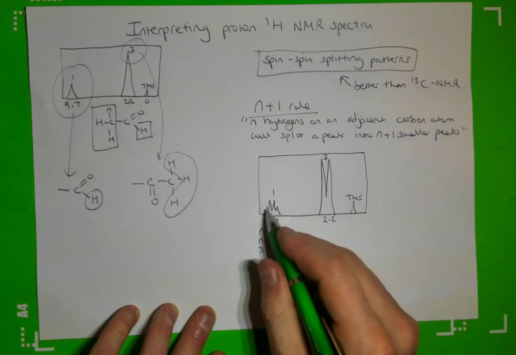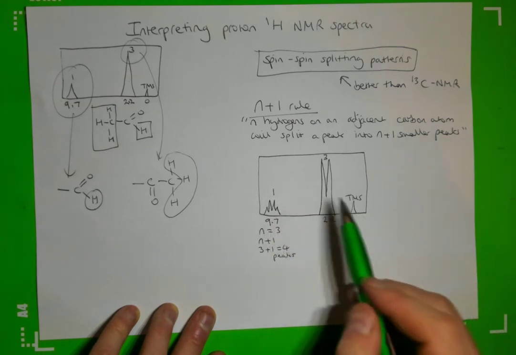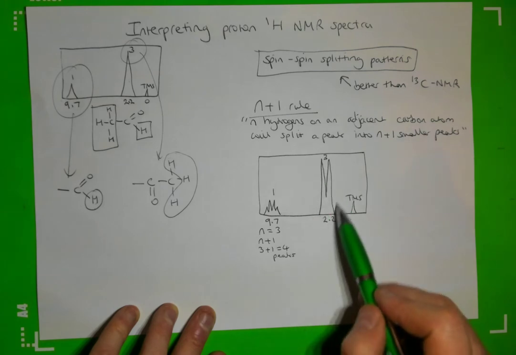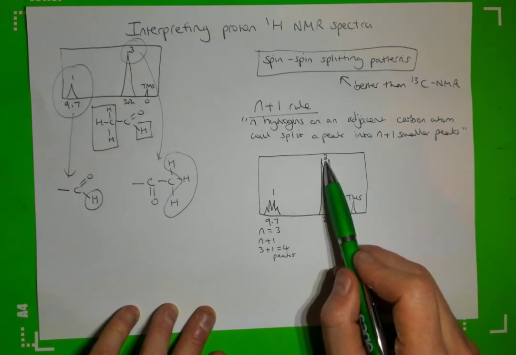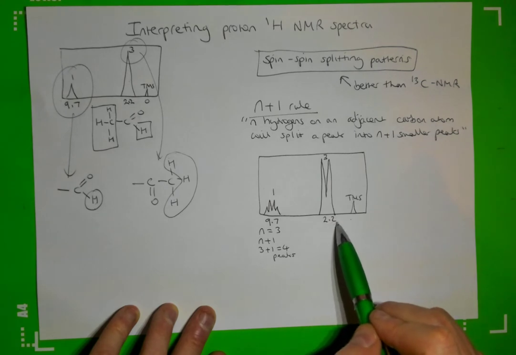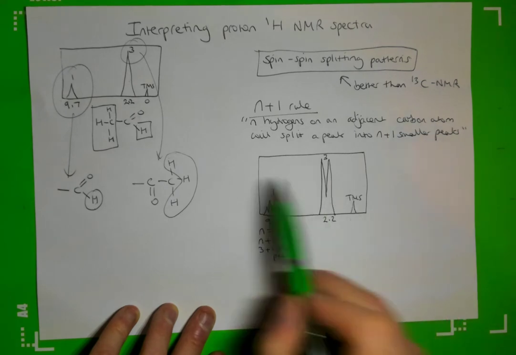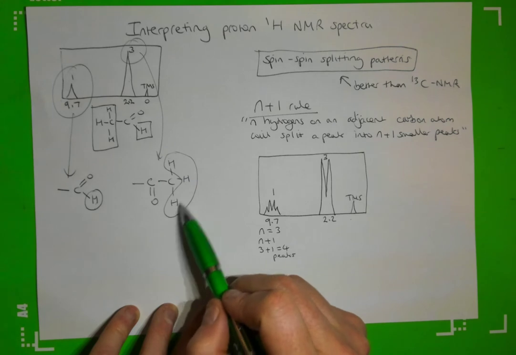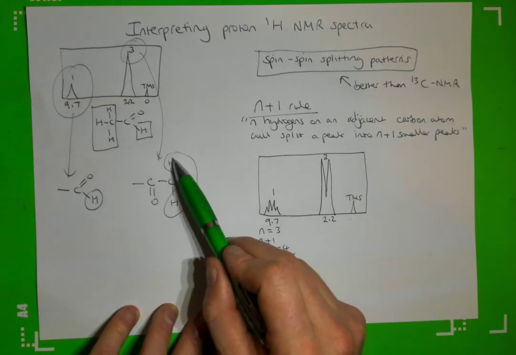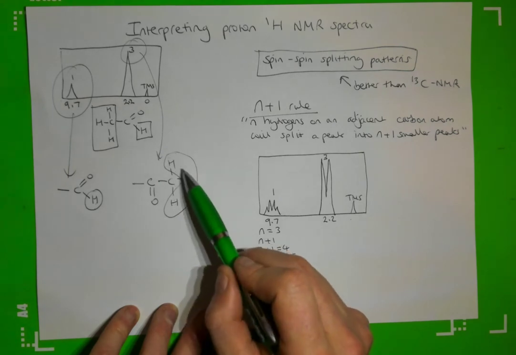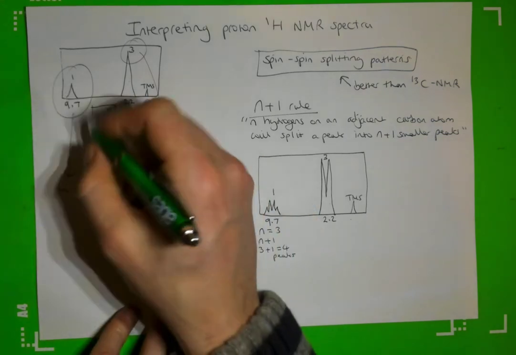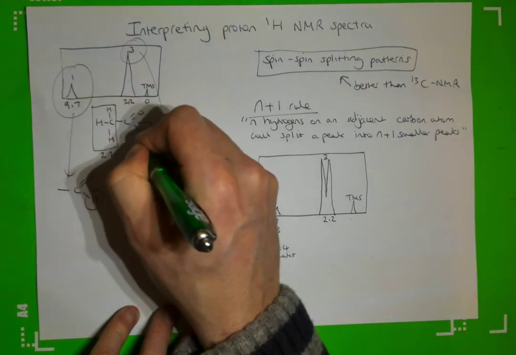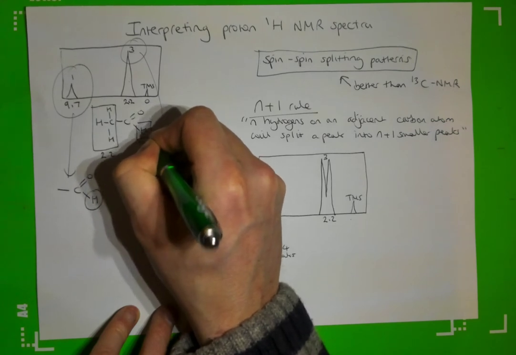4 smaller peaks. Okay, let's have a look at this hydrogen environment here. Now we know the integration ratio is 3 and it's 2.2 parts per million. So if you remember, that was this environment here, and the integration ratio was 3. There's 3 hydrogens here. So on the molecule, it's this one here. So that one was 2.2, and that one there was 9.7.